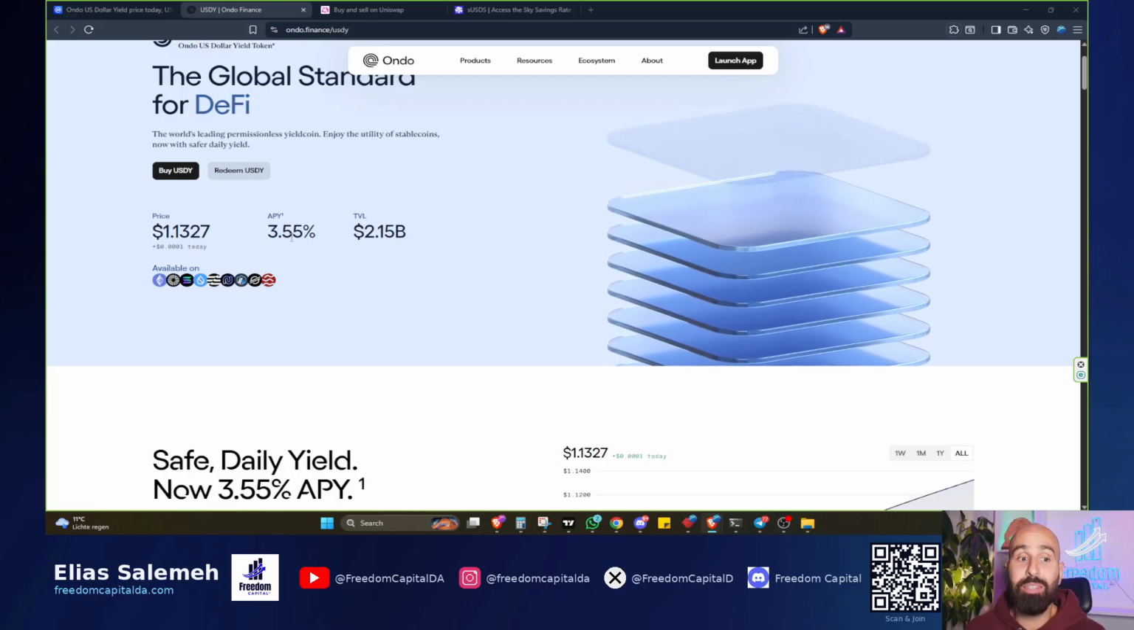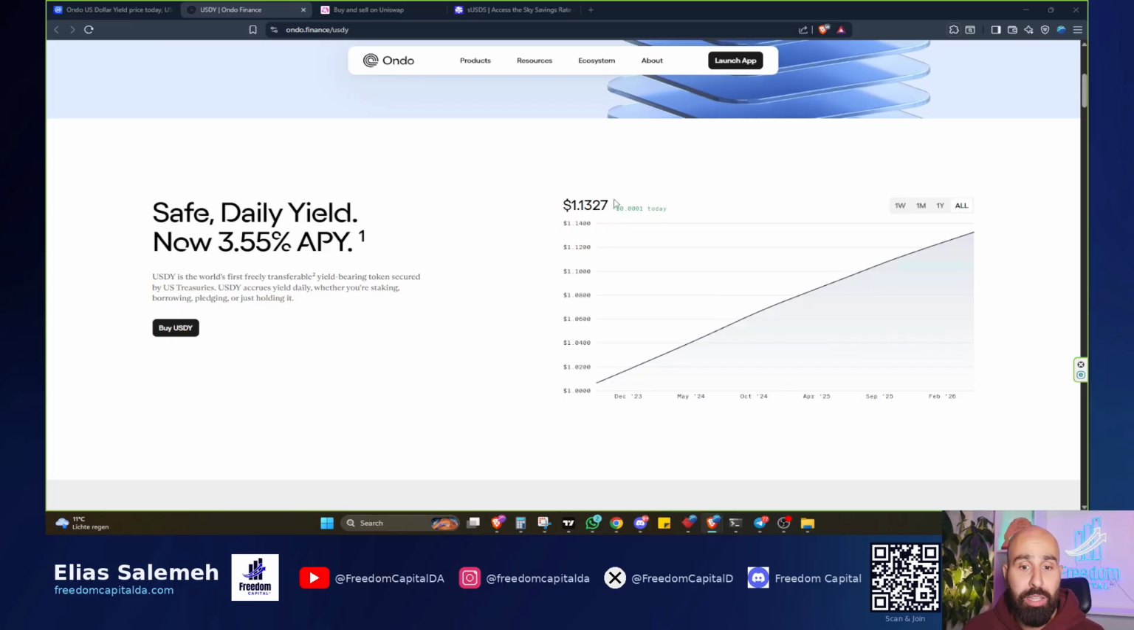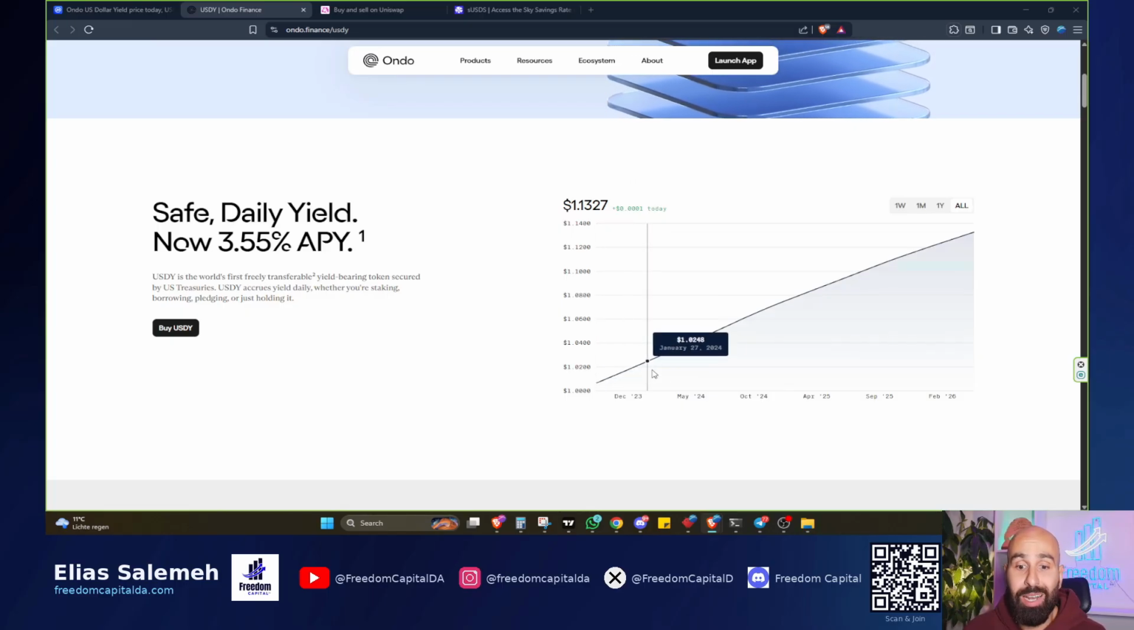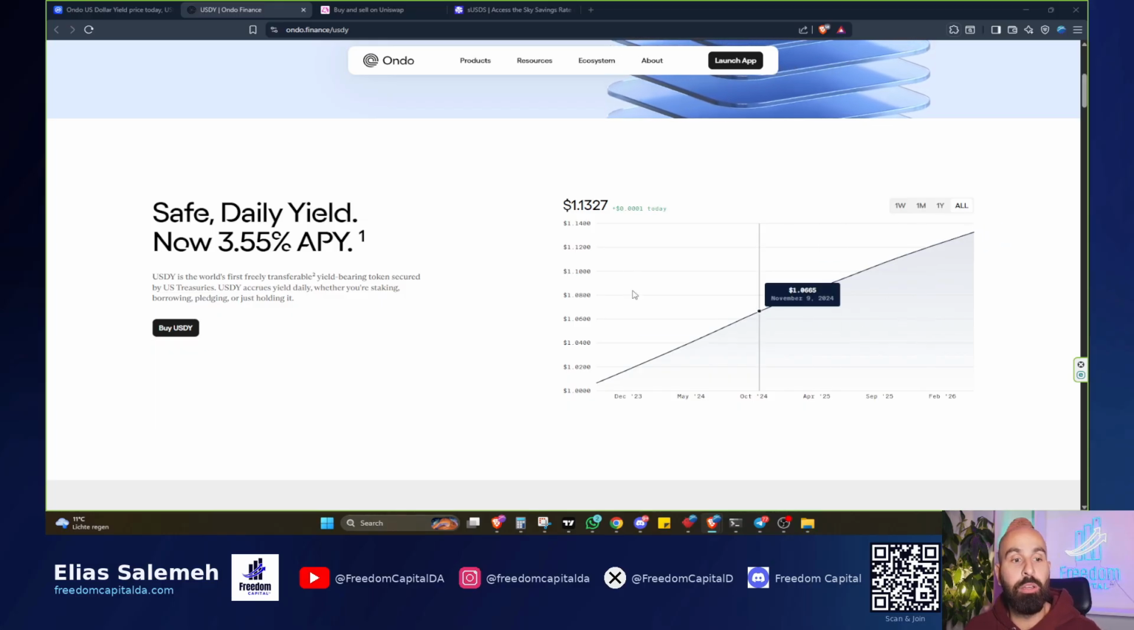The APY that you will get is 3.55%. So this is the yield. As you can see, the price of the token keeps on climbing cumulatively over time. Why?